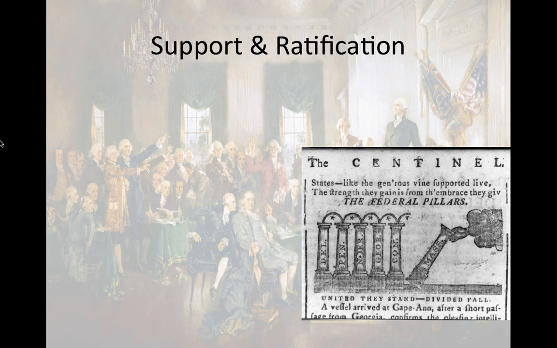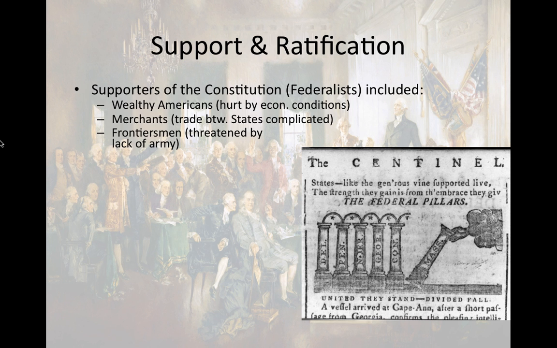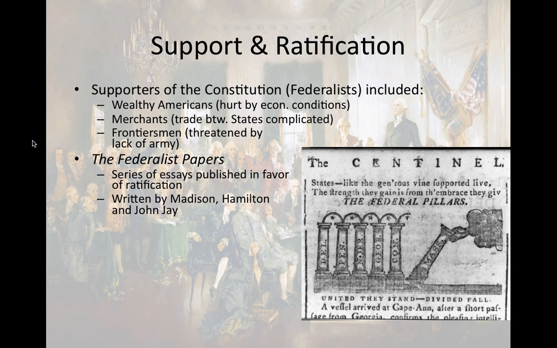Okay. So anyways, the Constitution is eventually going to get ratified. It has many supporters, among them wealthy Americans who are hurt by bad economic conditions under the Articles of Confederation, merchants who are hurt by the Articles' lack of ability to regulate interstate commerce. They want to see a stronger federal government. And then finally, people who live on the frontier, like the regulators and the Paxton Boys, who are threatened by the lack of an army and who want more support.